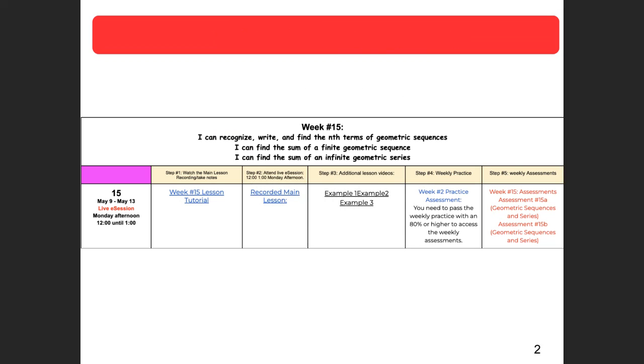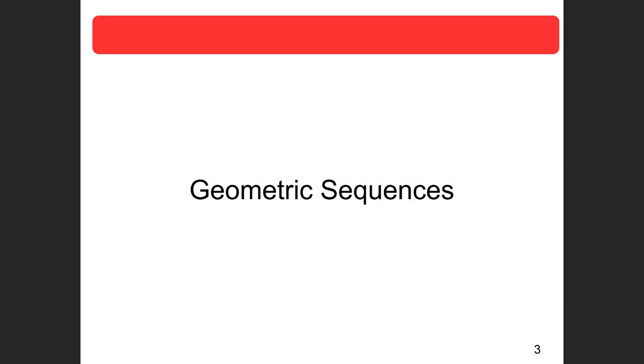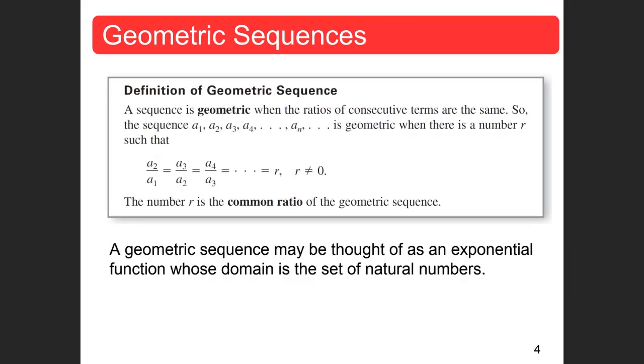This week we're going to be talking about geometric sequences. Last week we talked about arithmetic sequences. I believe geometric sequences are a little bit easier to write the equation for, but sometimes the problems get a little tough to solve. So a geometric sequence is any sequence where the numbers are going up by a ratio.